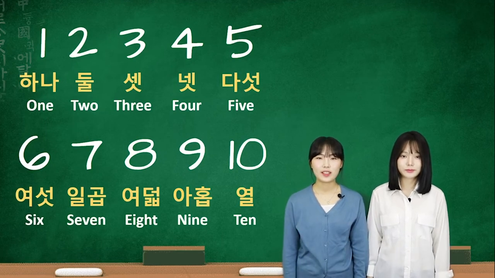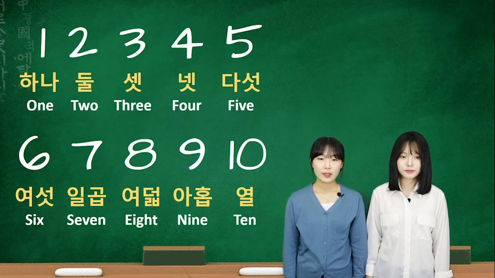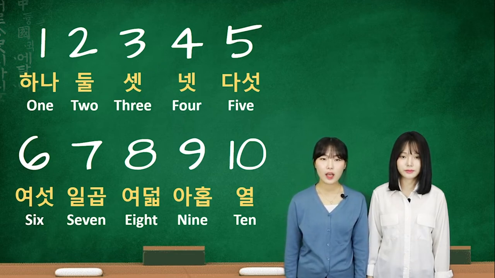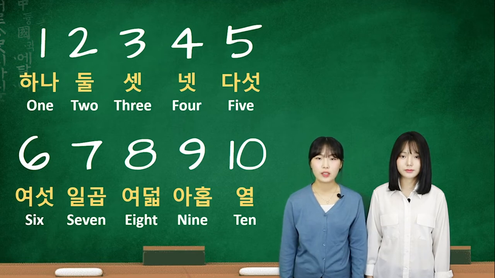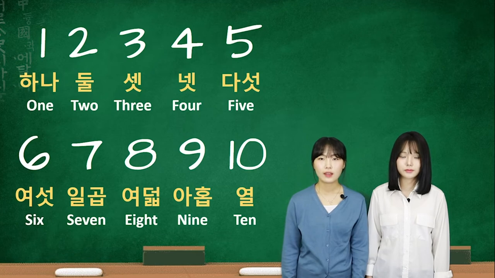Then, shall we read them one more time in order? Please repeat after me. 하나, 둘, 셋, 넷, 다섯, 여섯, 일곱, 여덟, 아홉, 열. That's it.